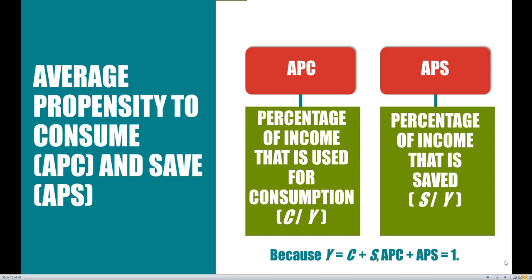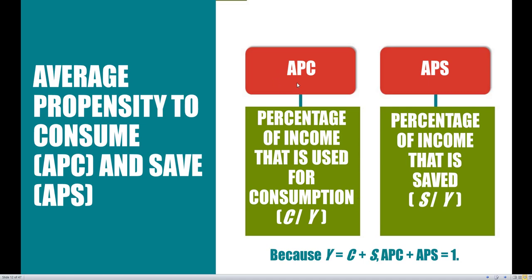One of the main takeaways of the previous lecture was that as income increases, consumption also increases, but not as fast. So there is not a one-to-one relationship. And in order to prove that mathematically, we can introduce two concepts right here, the average propensity to consume and the average propensity to save.